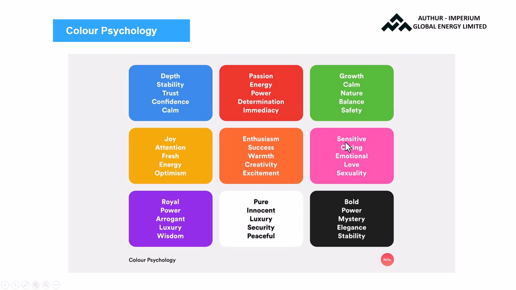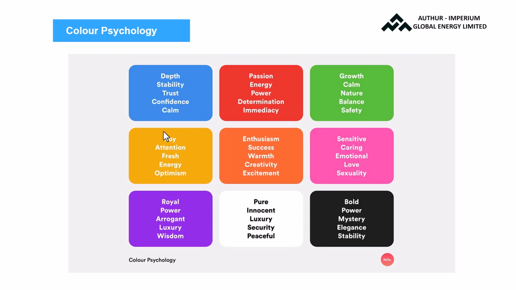Then for pink, sensitive, caring, emotional, love, sexuality. Then for purple, royal, power, arrogant, luxury, wisdom. For whites, we have pure, innocent, luxury, security, peaceful. And for black, bold, power, mystery, elegance, and stability. So there are more. These are just a few of them for each color. So there are more emotions attached. You can research that on your own, but these are just some of them.